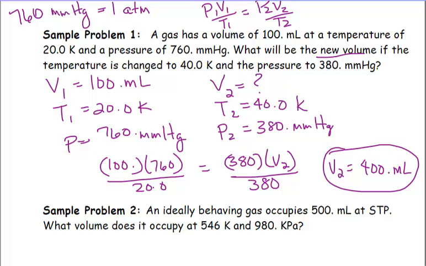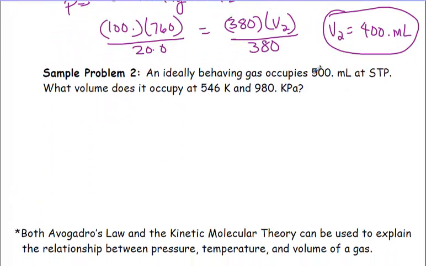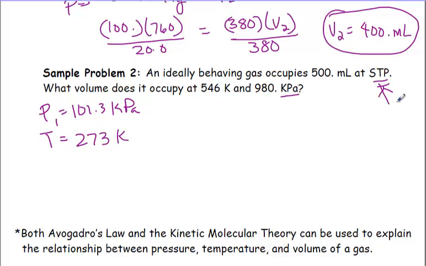All right, let's look at the next sample problem. An ideally behaving gas occupies 500 milliliters at STP. So our initial volume and our initial temperature and pressure will be based on standard temperature and pressure. Now our final pressure is in kilopascals, so we need to use the standard pressure in kilopascals, which is 101.3. So pressure 1 is going to be 101.3 kilopascals because we're keeping our units constant. Our temperature is going to be 273 Kelvin because that's based on table A in your reference table.